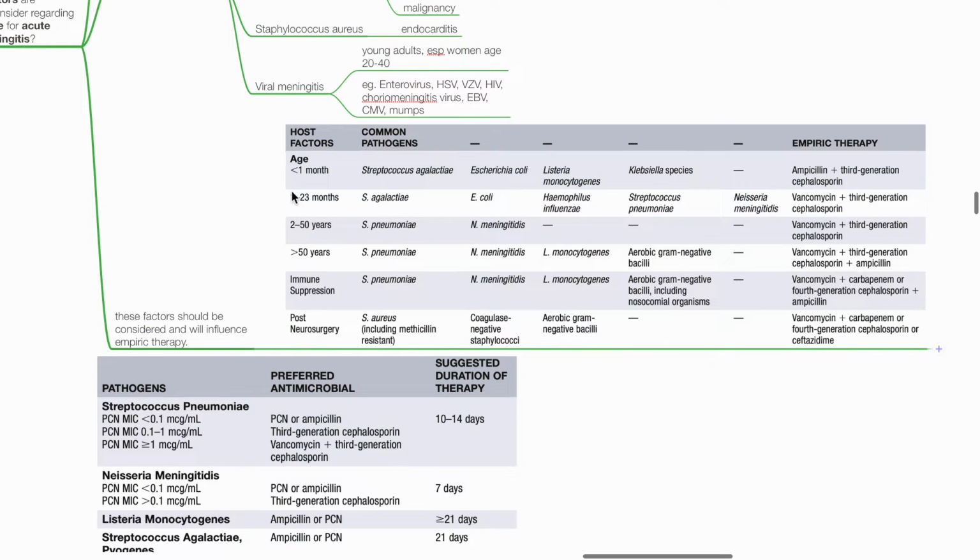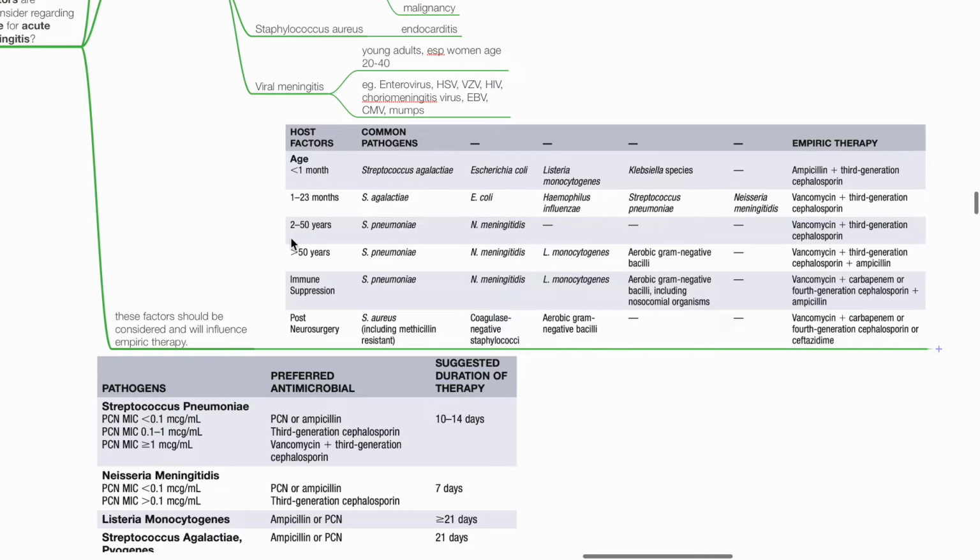For age less than 1 month old, common pathogens include Streptococcus agalactiae, E. coli, Listeria monocytogenes and Klebsiella. Empiric therapy, ampicillin and third-generation cephalosporin. For age 1 to 23 months old, common pathogens include Streptococcus agalactiae, E. coli, Haemophilus influenzae, Streptococcus pneumoniae, and Neisseria meningitidis. Empiric therapy, vancomycin and third-generation cephalosporin.